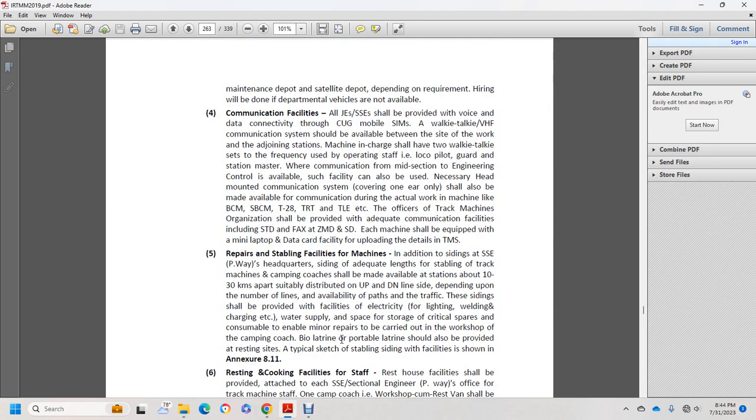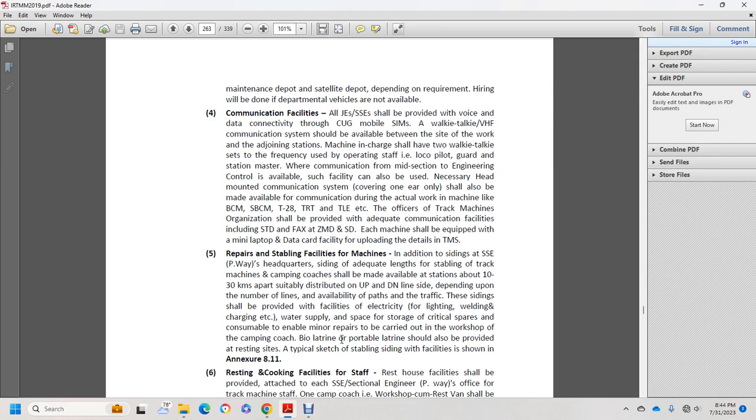Stabling facility for machines: in addition, a siding with the senior section engineer at the headquarters shall be provided with adequate length for stabling of the track machine. Camping coaches should be available at stations about 10 to 30 kilometers apart, suitably distributed on up and down lines depending on the number of lines available and the path of the traffic. The siding shall be provided with electrical line, welding, charging, and water supply facility, with space for storage of critical spares. This will enable minor repairs to be carried out with the workshop in the camping coach.